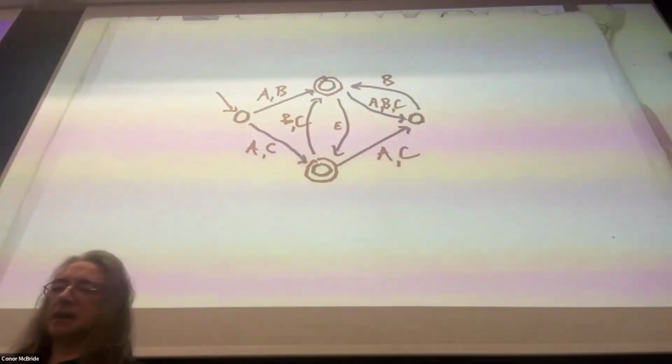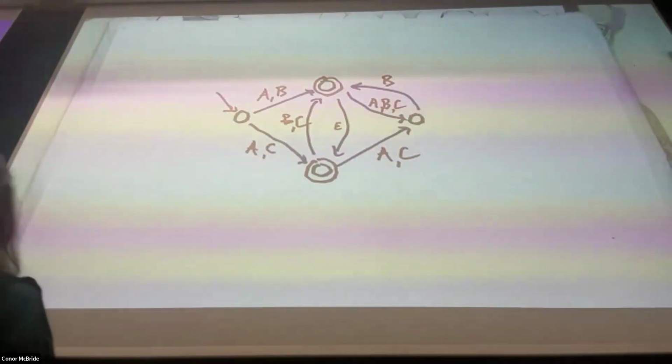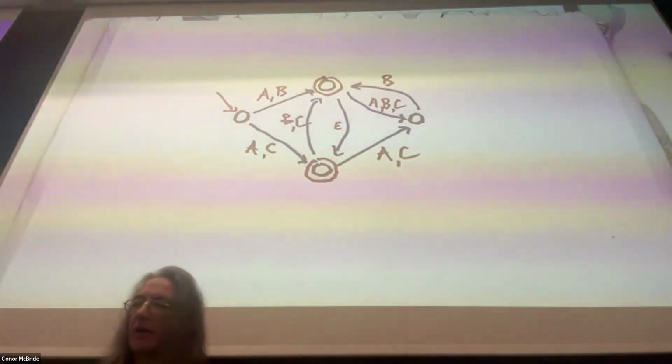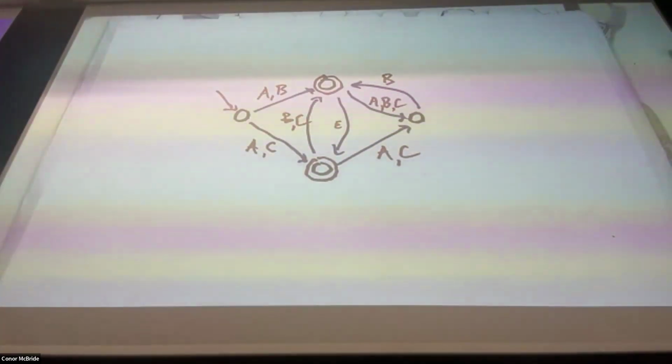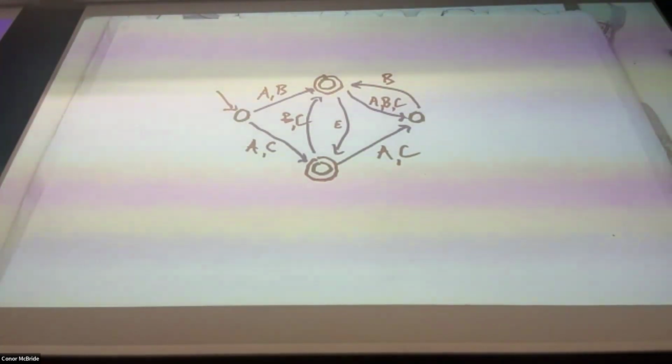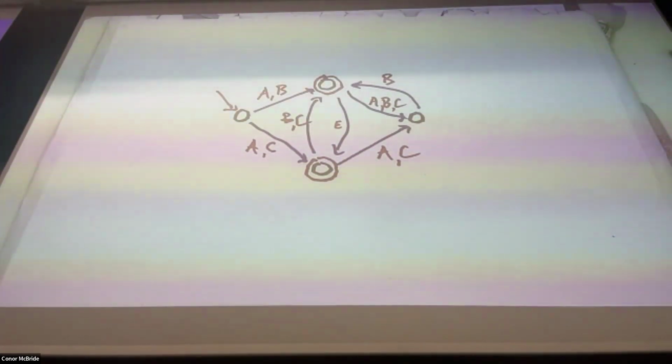Okay, so this is an example. We could just play a game. This thing will accept A in two possible ways. It will accept B, it will accept C. What else will it accept? It will accept AB, but it will not accept BA.